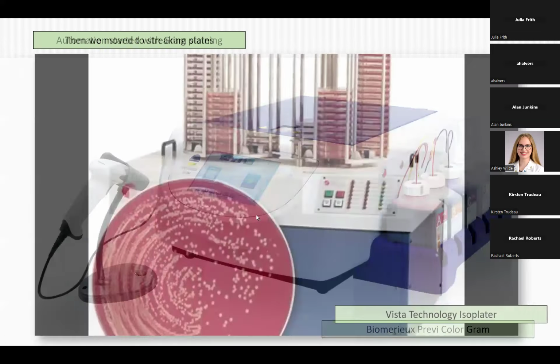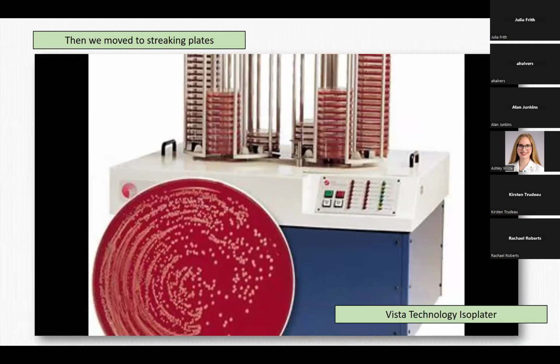What about plate streaking? Plate streaking started off with an instrument similar to this. This is what's called the Isoplater. It does this circular pattern streak, and that might look really kind of cool. You might think this is a great idea, but this instrument really didn't catch on a whole lot because the only thing that was automated was the actual streaking. You actually had to apply the specimen to the plate.